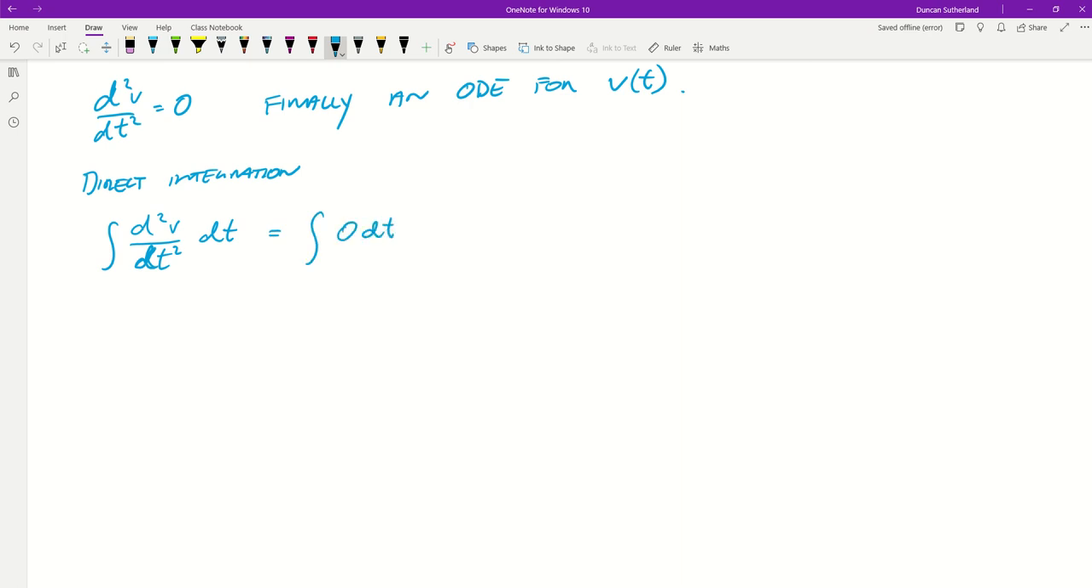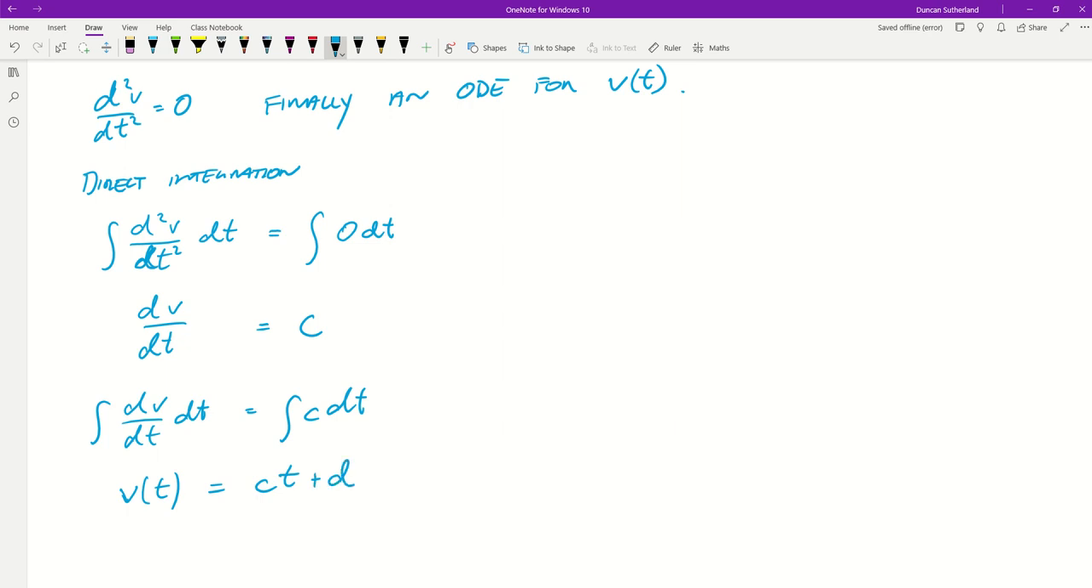Right? So this equation looks a bit funny, but the integral of 0 with respect to t, the antiderivative of 0, is a constant. The antiderivative of the second derivative, that's just the first derivative. Now we can integrate this again. The antiderivative of the first derivative is the function itself. And when you integrate a constant with respect to t, you get that constant times t plus some other constant. Right, so that's one way we can solve this ODE for V.